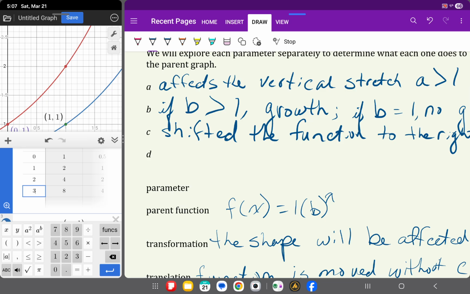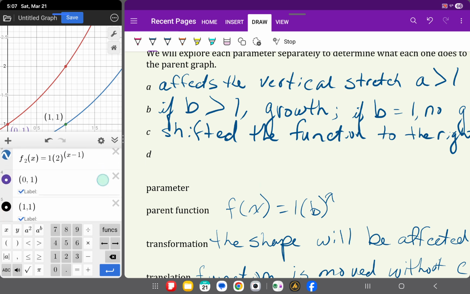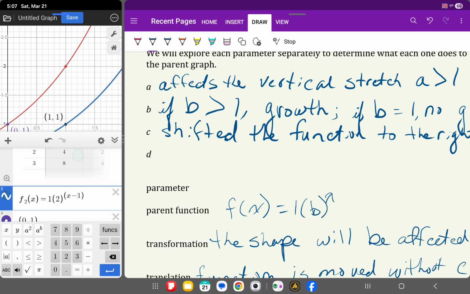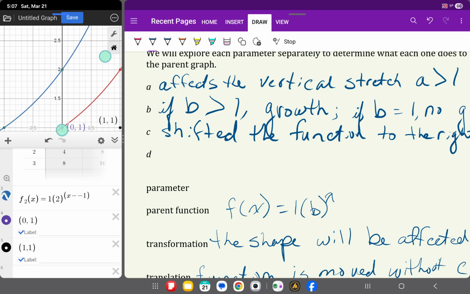All right, so now let me come over here, and I'm going to change this one so that instead of subtracting 1, I'm going to change it to minus 1. Okay, remember our original function?